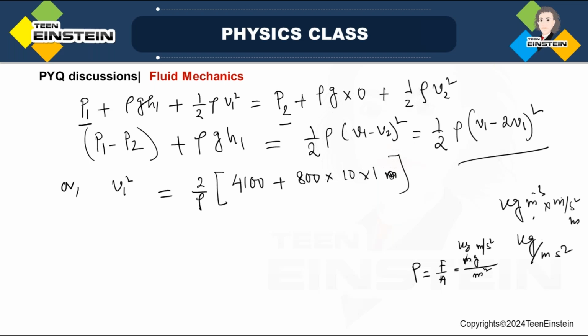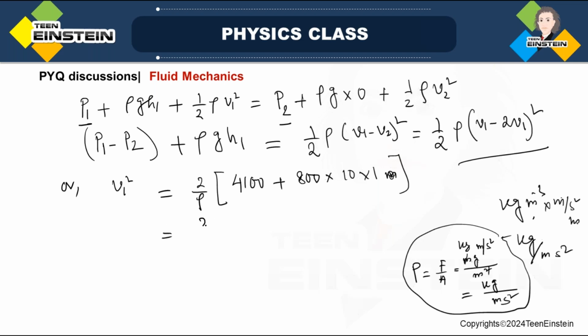So 1 meter will cancel down, and I have kg per meter second square. This is in SI unit. This is all right, so this is the unit of pressure itself. So this could be added.